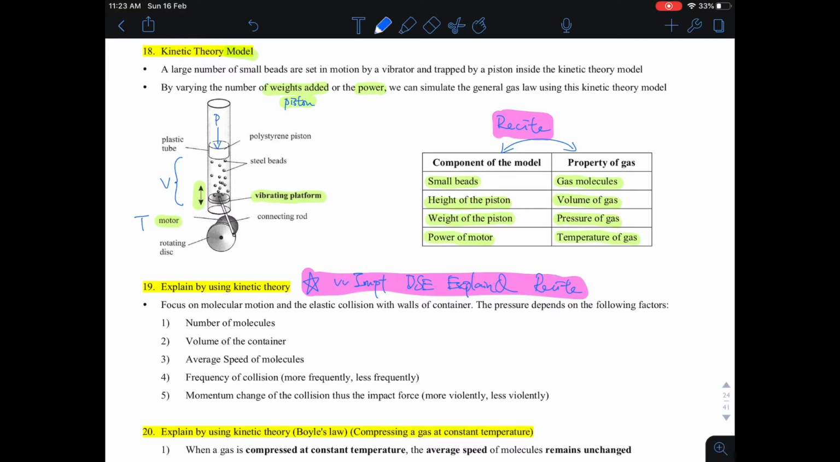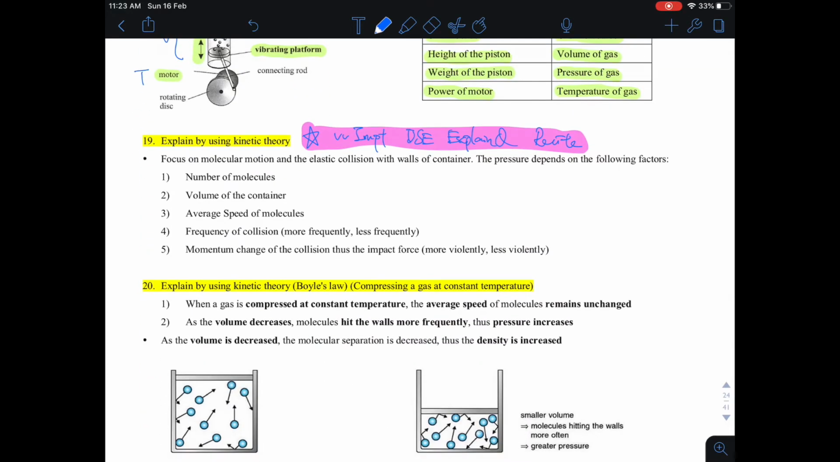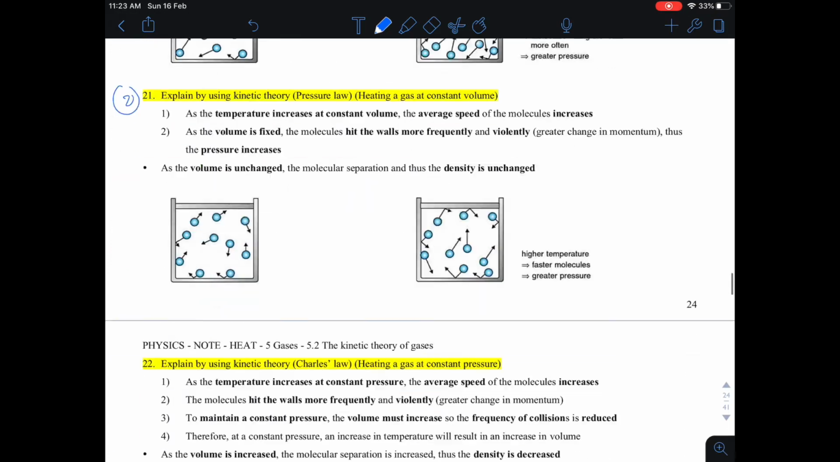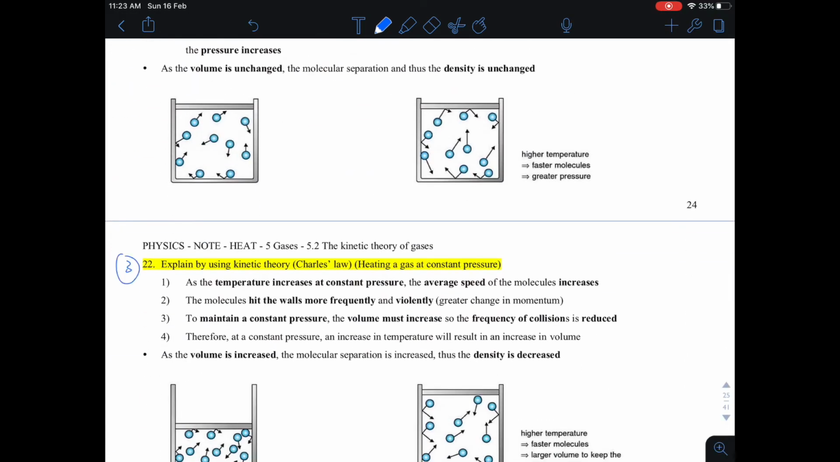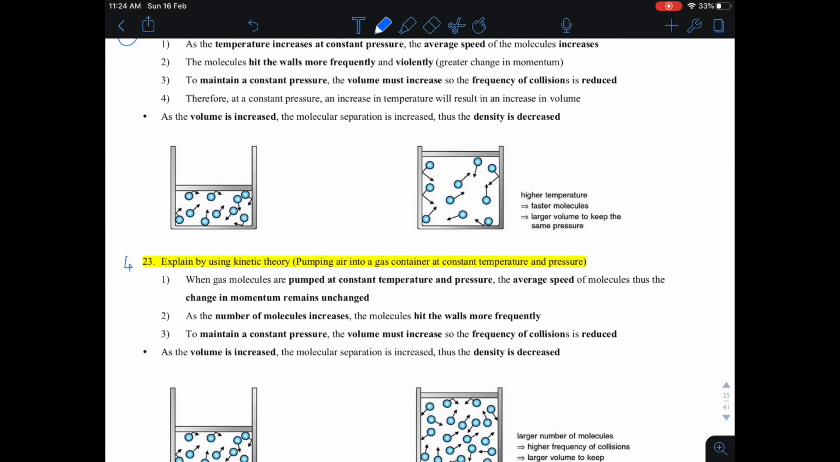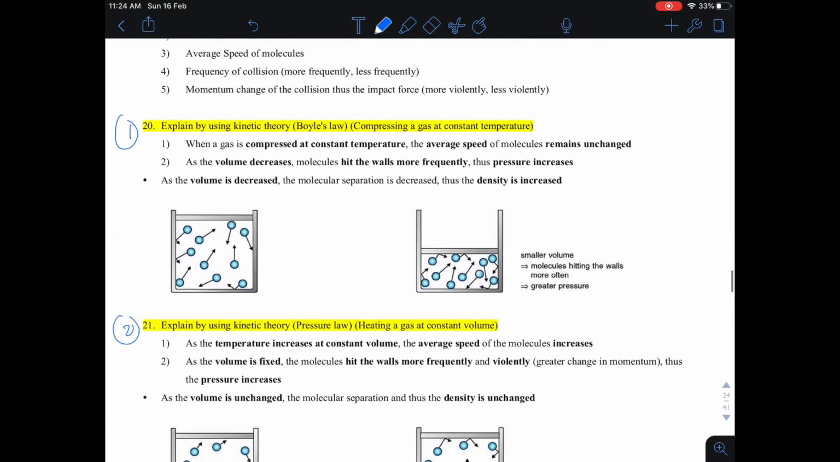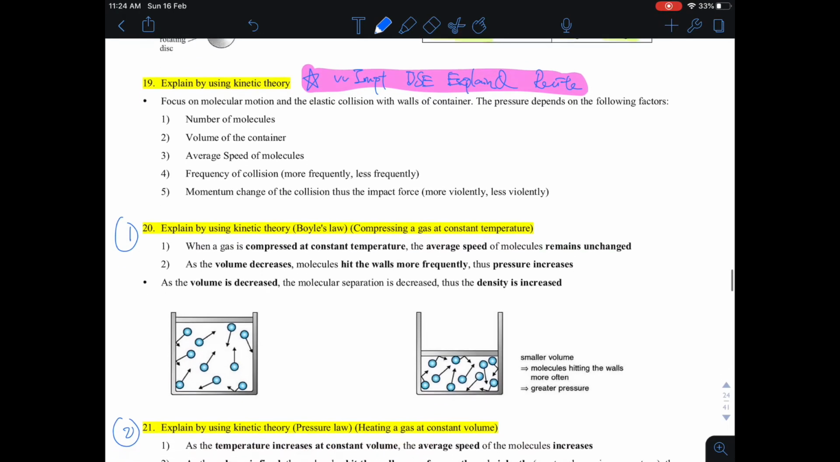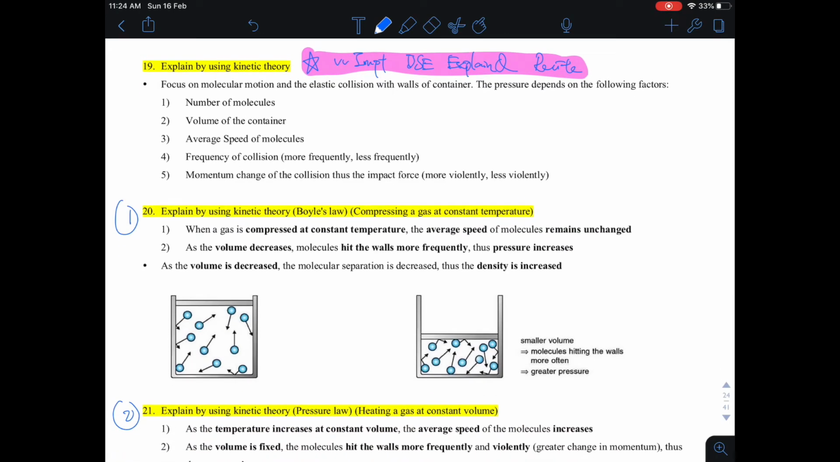In this, you will be covering four types of explanation. The first one is Boyle's law. The second one, pressure law. The third one, Charles's law. And the last one is the general pumping of air. Just these four. I have listed all the exact wording explanations, copied and summarized from DSE, so you just need to focus on the exact wording I display to you.